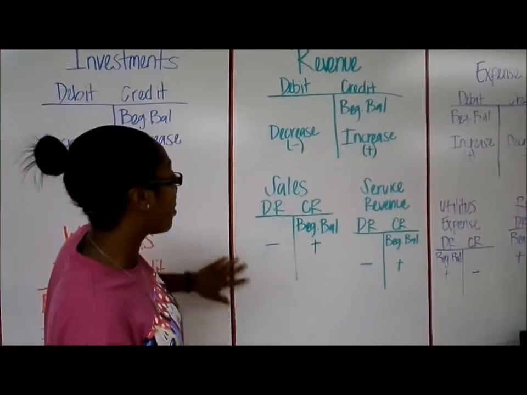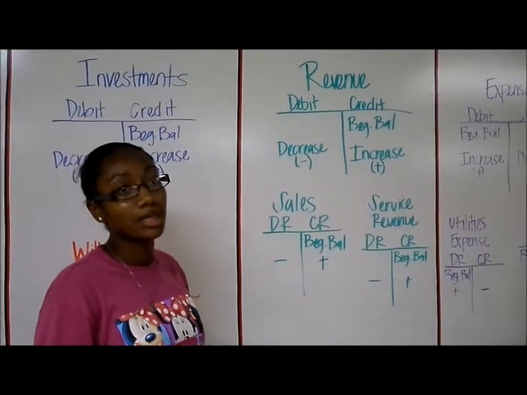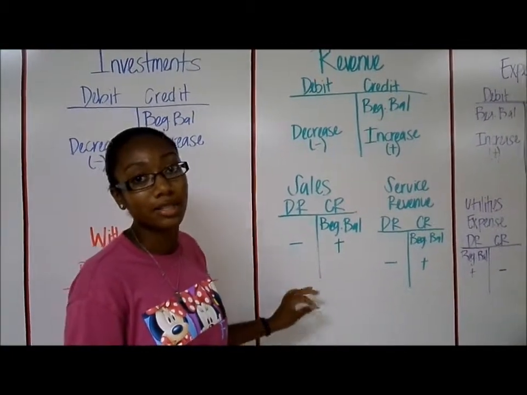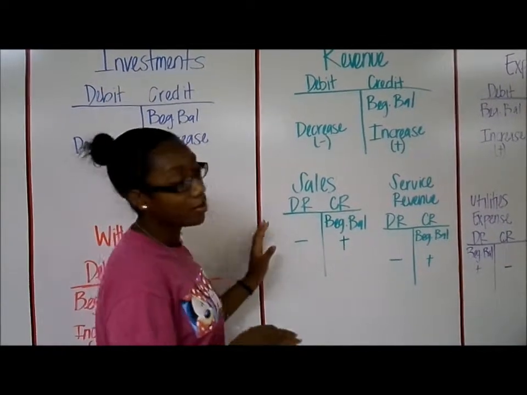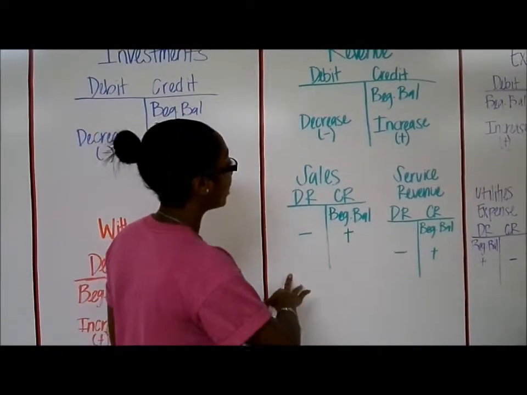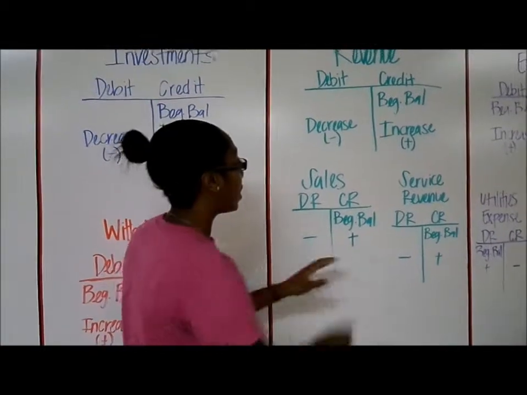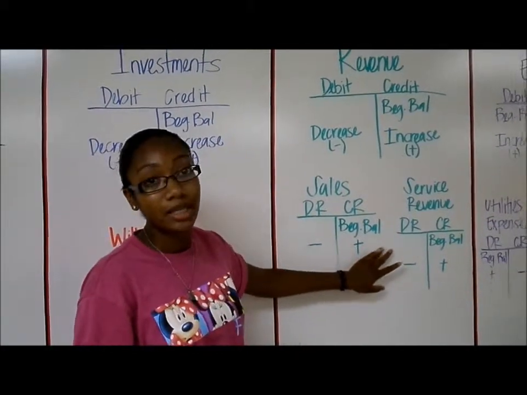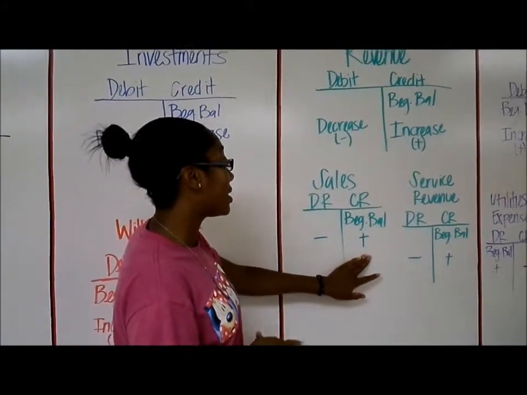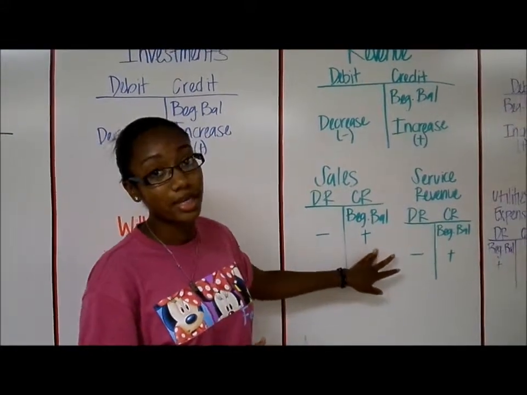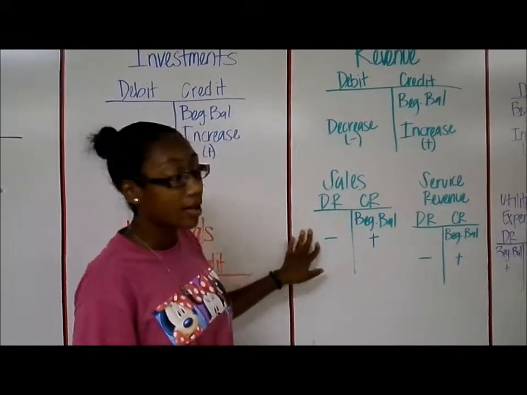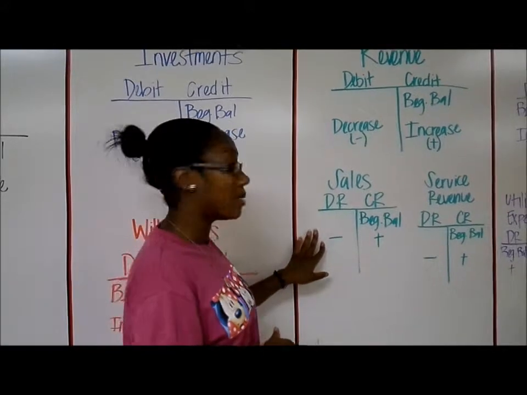One is for sales, so that's if you own a business where you're selling any kind of products or anything. Your revenue would probably be sales revenue. So in this example, the beginning balance is going to be a credit. Any increase to sales revenue would also be a credit, and any decrease to sales revenue would be a debit.